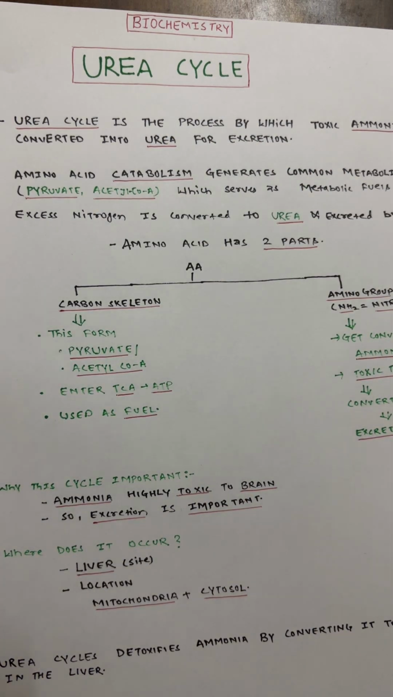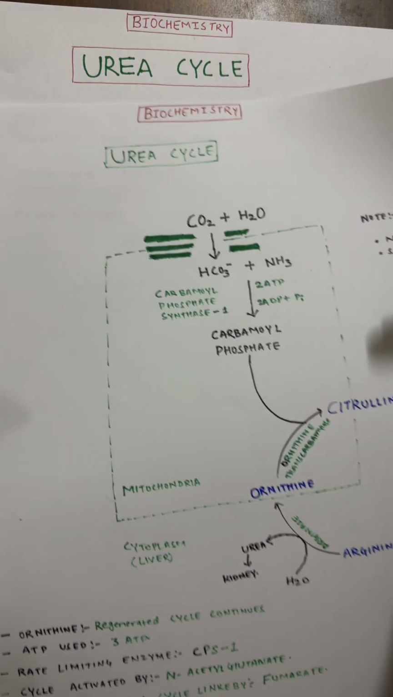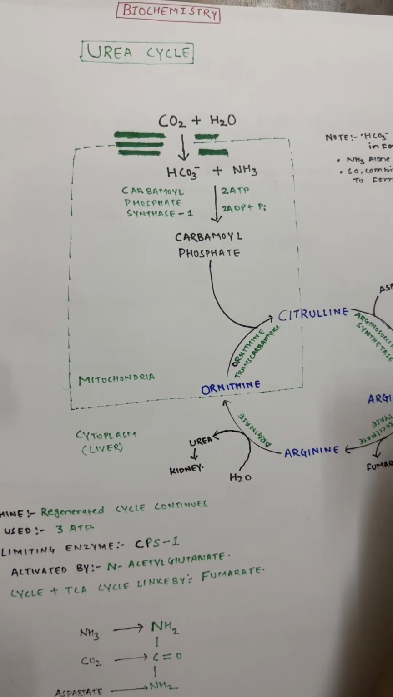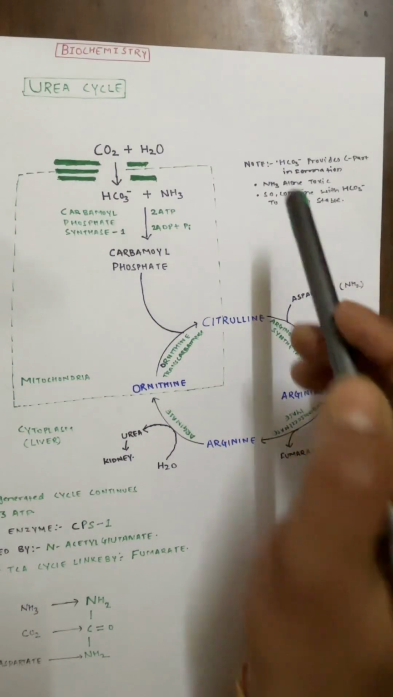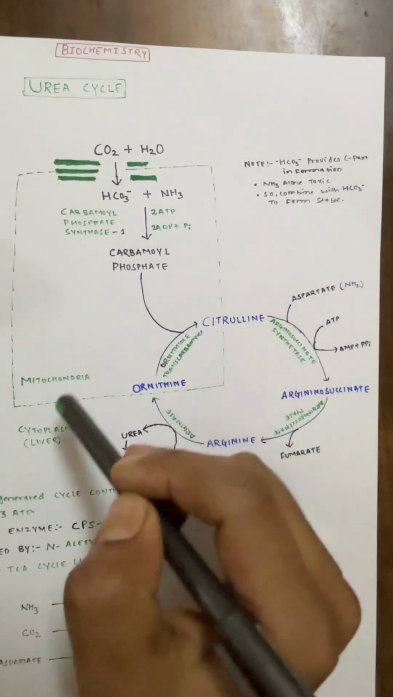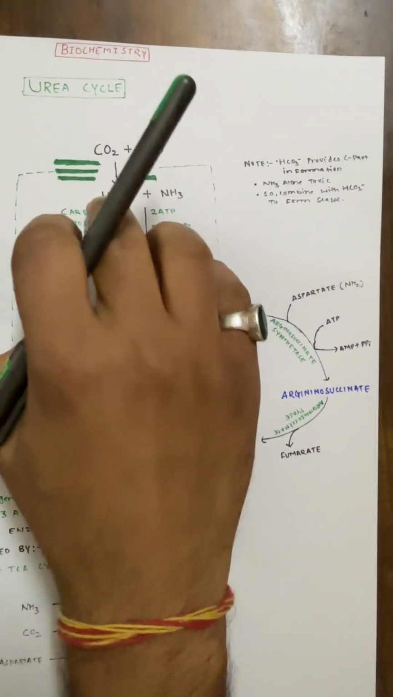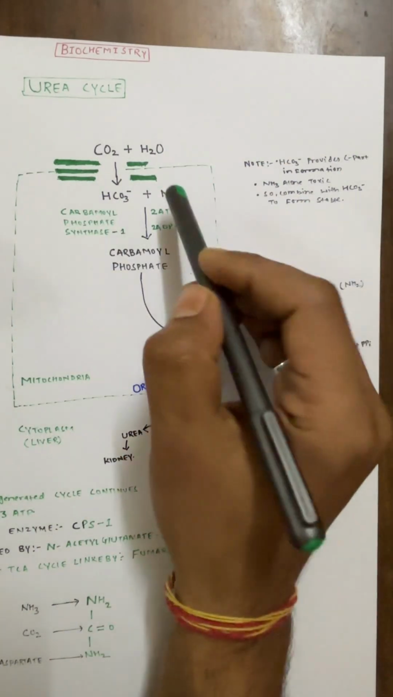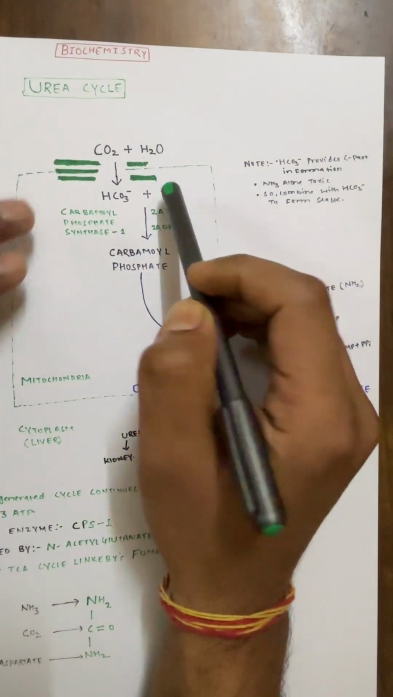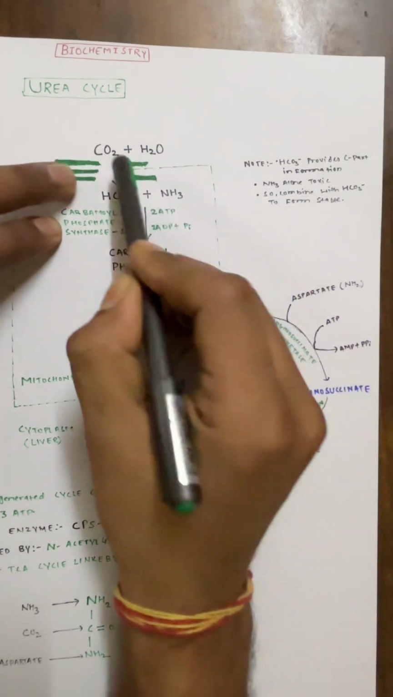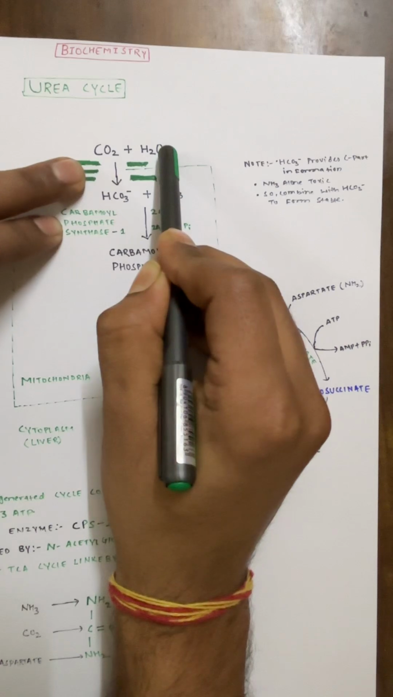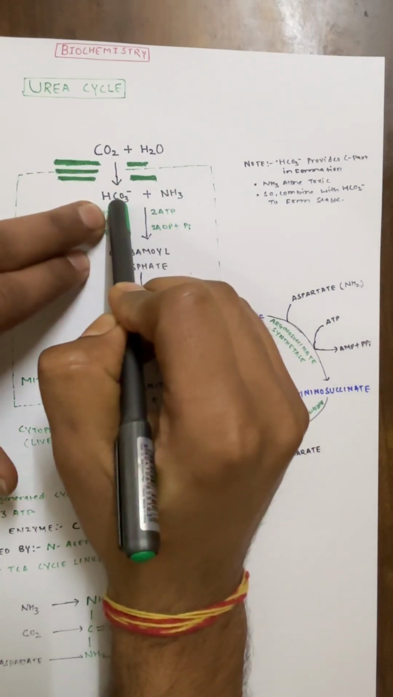Now we'll talk about this cycle. We all know this urea cycle occurs in both mitochondria and cytoplasm. Suppose this is the mitochondria and this is the cytoplasm. So what actually happens in the urea cycle? Carbon dioxide and water combine to form bicarbonate ion.